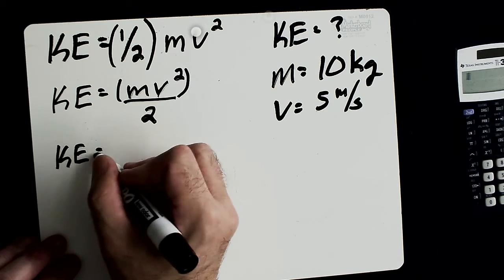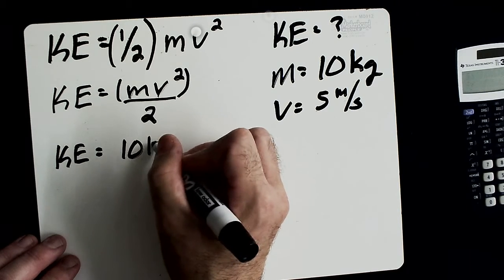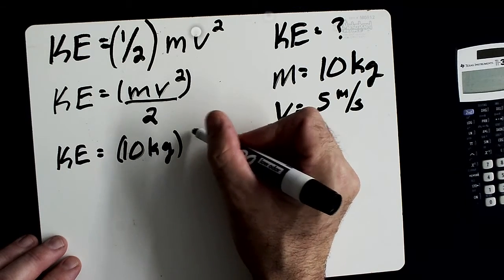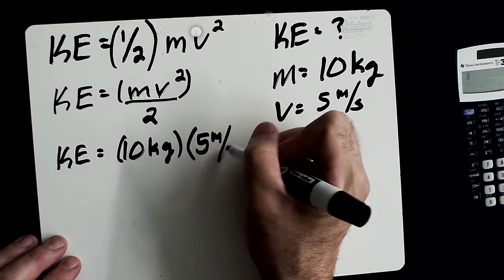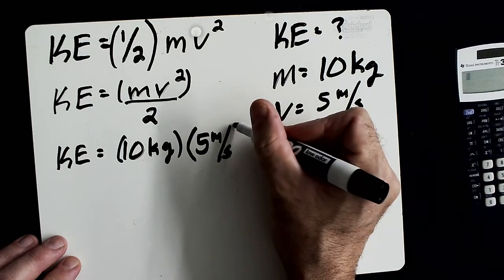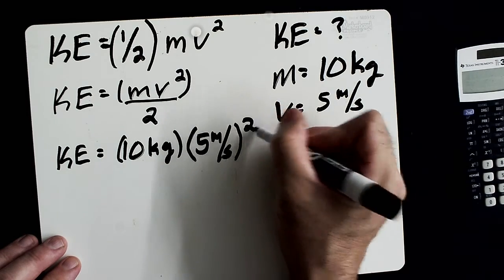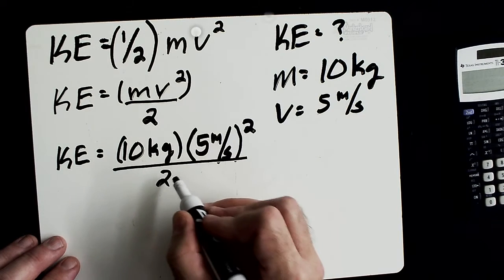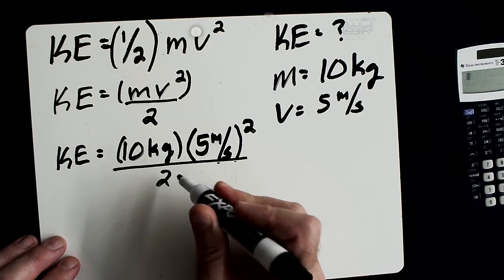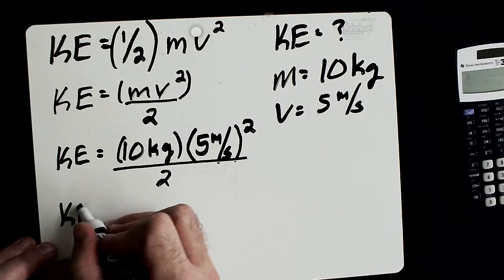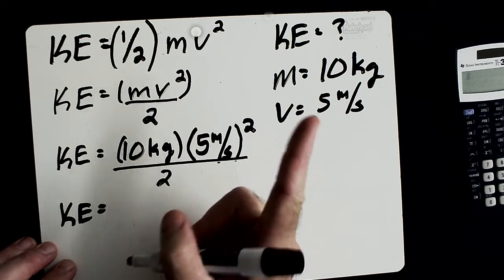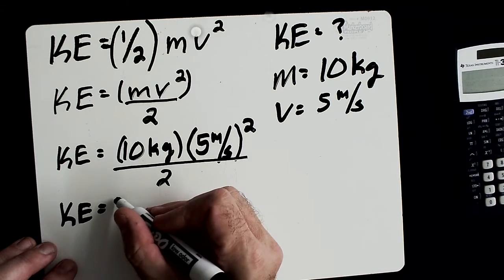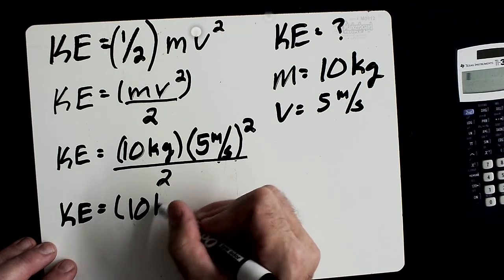So mass is 10 kilograms. Velocity is 5 meters per second. And you can see how the units are going to work out here in a second too. I got to take that and square it. Divided by 2. This is an important part. A lot of people forget that, the divide by 2 part. So one order of operations step at a time. You can't be lazy with this stuff. If you want to get it right, you have to do one order of operations step at a time, or you're going to get it wrong.